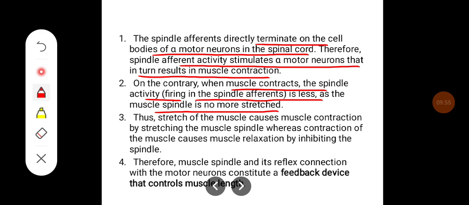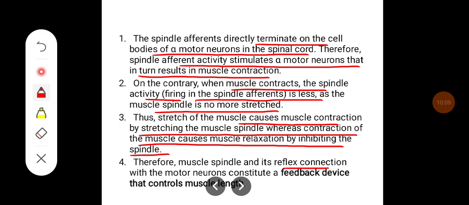Thus, the stretch of the muscle causes muscle contraction by stretching the muscle spindle, whereas the contraction of the muscle causes muscle relaxation by inhibiting the spindle. Therefore, the muscle spindle and its reflex connection with the motor neuron constitute a feedback device that controls muscle length.